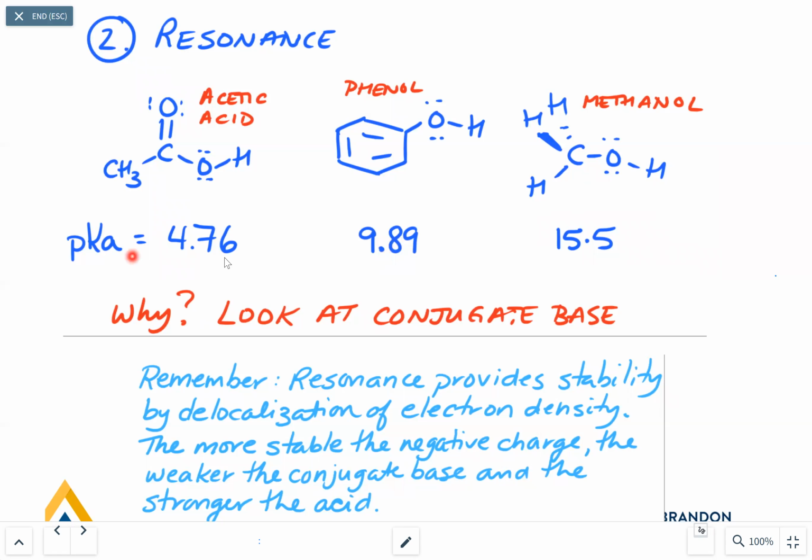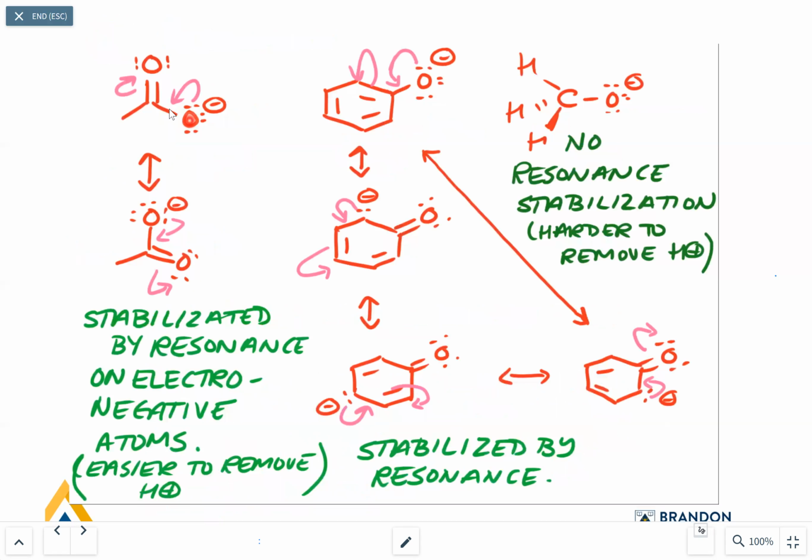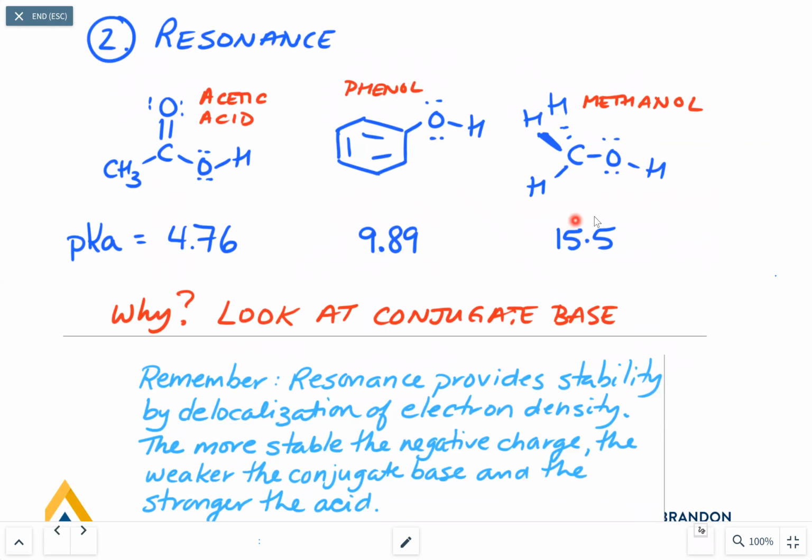But the acetic acid is even more acidic than that. And it's because the conjugate base is stabilized by resonance on electronegative atoms. So that's basically resonance. It can provide a really massive amount of acidity based upon resonance. So that's an important thing. And remember, in these cases here, we're all looking at OH bonds here. So there's no difference in the type of atom this hydrogen is bonded to, but the acidity goes down markedly.